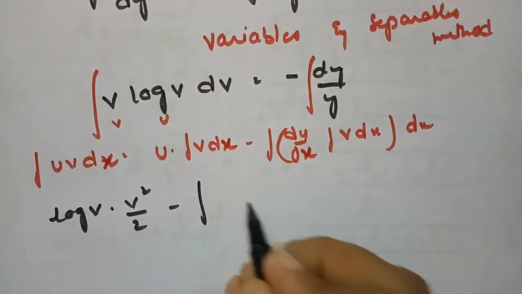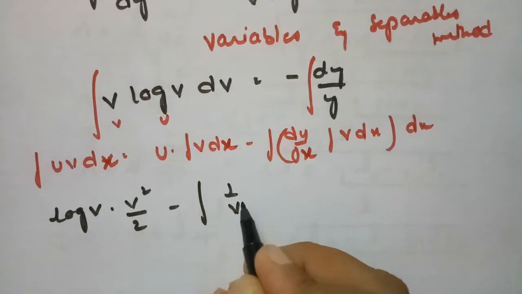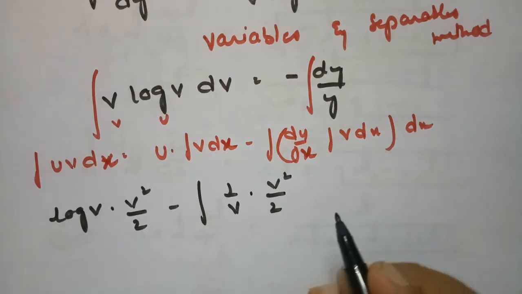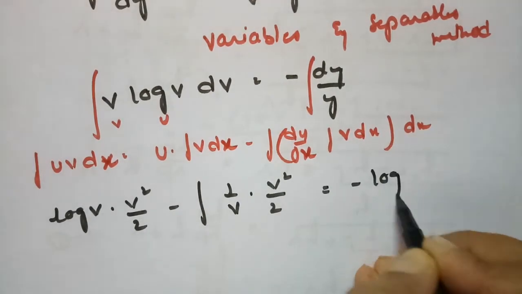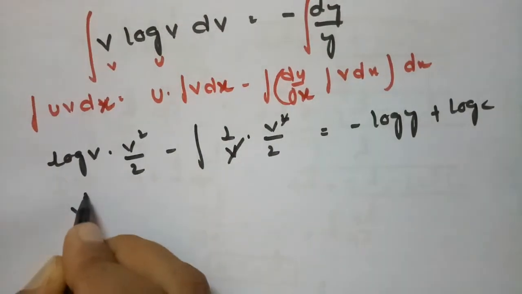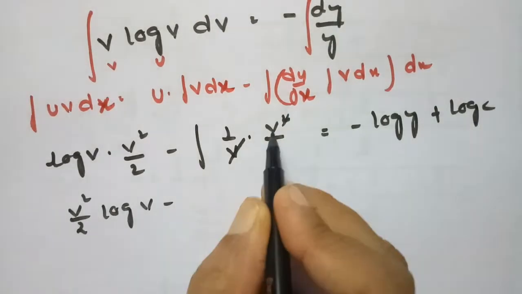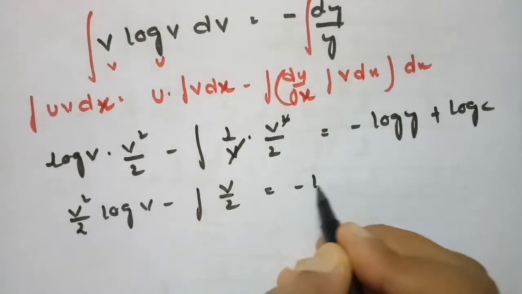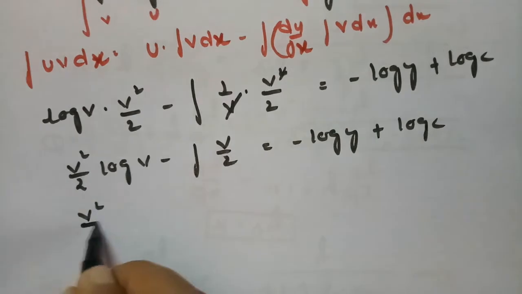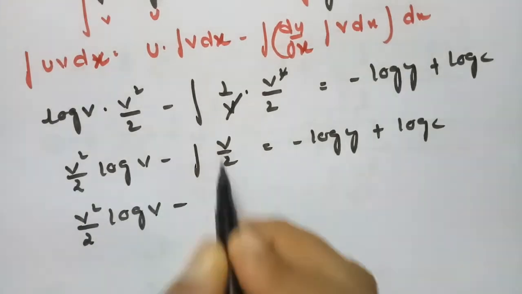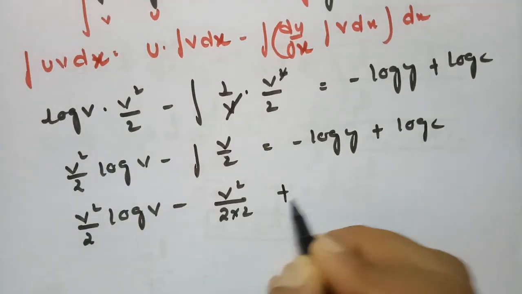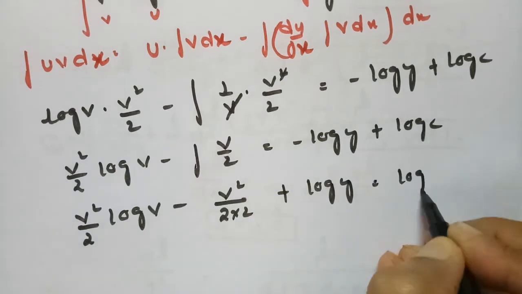So the derivative of u will be, for log v, it is 1 by v, and for v it is again v square by 2. This is v square by 2 is equal to minus, this is log y plus log c. Now I have to cancel this for one time. So this will be v square by 2 log v minus v by 2 is equal to minus log y plus log c. And see, this will be v square by 2 log v minus v square, so this will be v square by 2 and again there is a 2 here, and if I send this inside, this will be log y is equal to some log c.